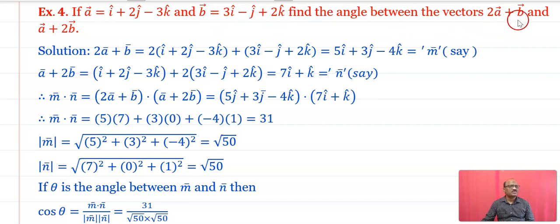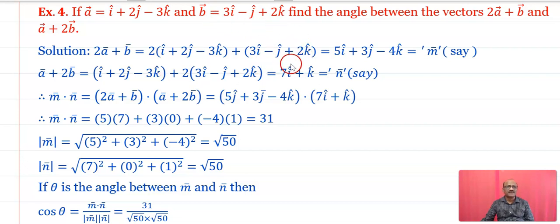That is 2a bar plus b bar and a bar plus 2b bar. Now first we find out the value of 2a bar plus b bar. That is 2 in bracket, the value of a bar, that is i cap plus 2j cap minus 3k cap, plus b bar. B bar means 3i cap minus j cap plus 2k cap.